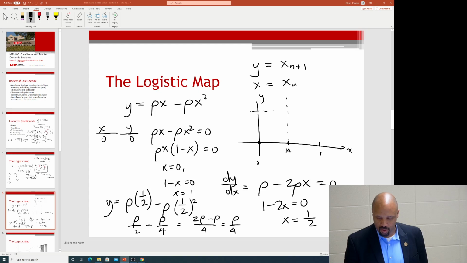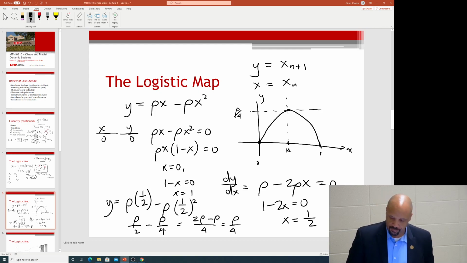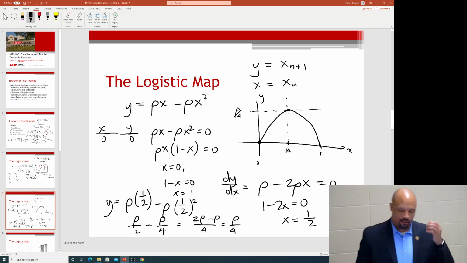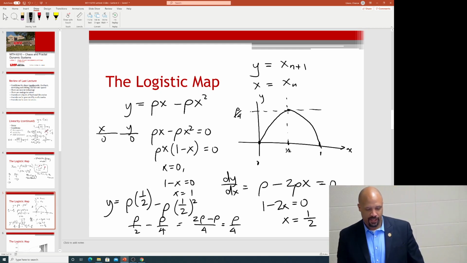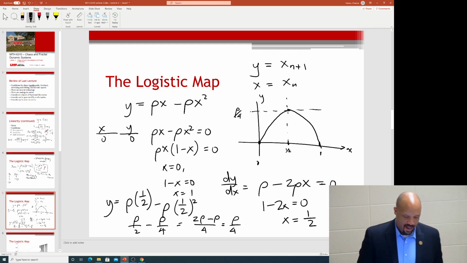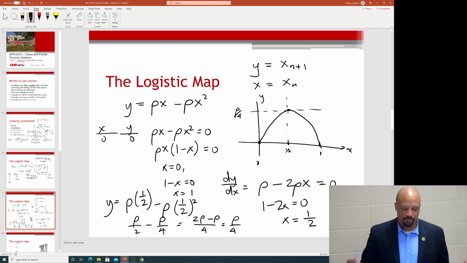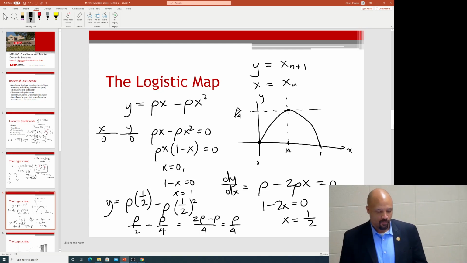The value is going to be rho over 4, and we know it's a parabola, so it should look like that. Okay. So that's how you figure out what that map at least looks like. Now, these values of rho, which can take on different things, how does this map behave when you change it?